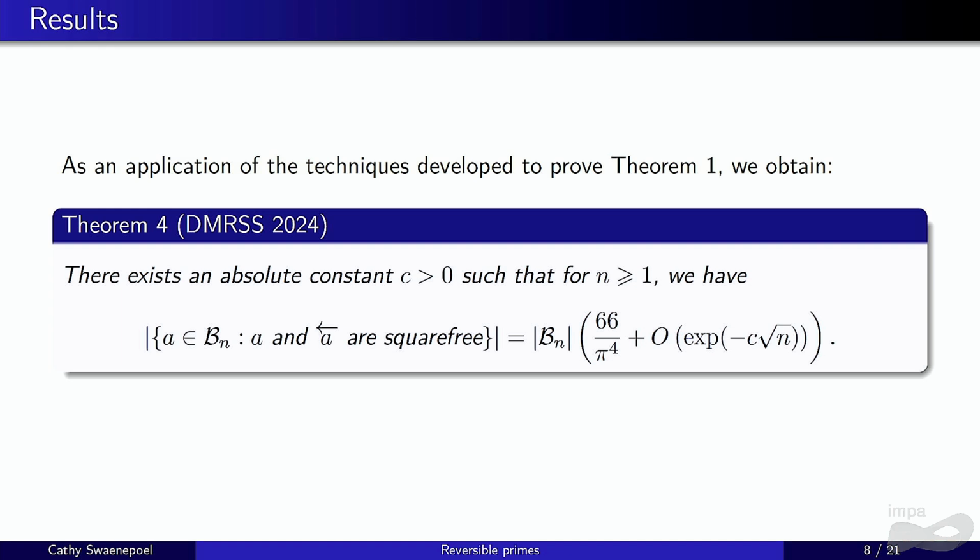The fact that we don't get 36 exactly is not very surprising, because the events 'A is square-free' and 'the reverse of A is square-free' are not really independent. There are some dependencies. In our paper, we take into account these dependencies to explain why the constant we expect is exactly this one, not 36 over pi to the 4, but this one.